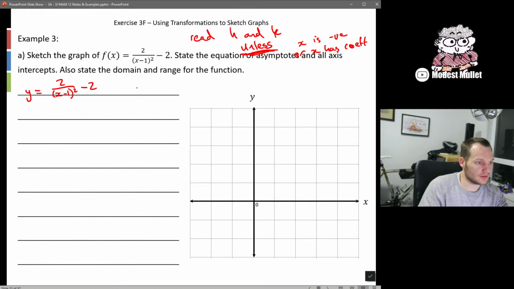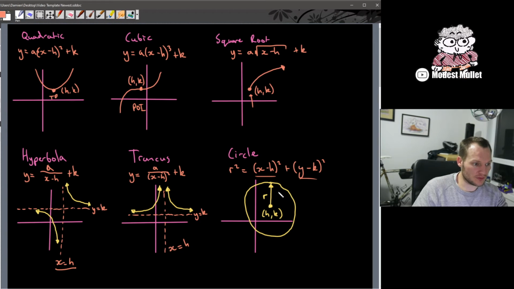I recognize straight away that this is a truncus, which is what? y equals 1 on x squared. It's a transformed version of a truncus. From that, going back to this, and if you don't have this, pause the video and write all this down, and pay careful attention that it's x minus h everywhere, but it's plus k. So you have to swap the sign on the h value.